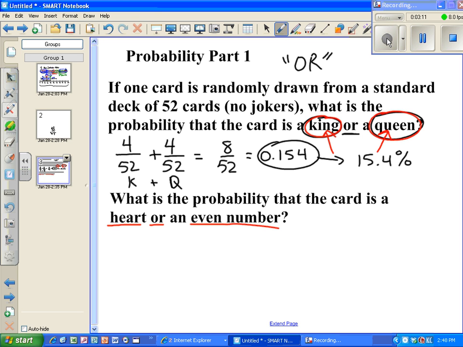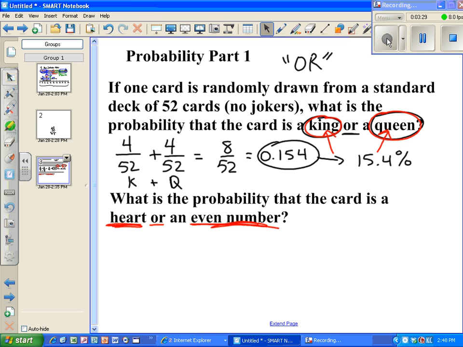When I look at the heart and even number, if I know enough about basic cards, there are some hearts that are also even numbers. So there's some overlap here. Some cards could be in both categories. So how do we deal with that in terms of probability?